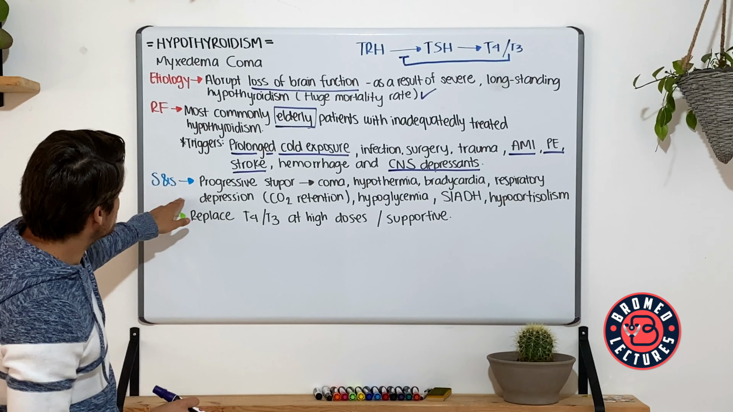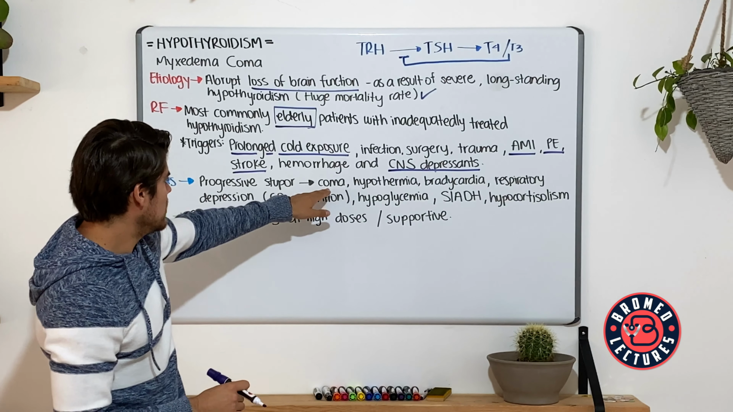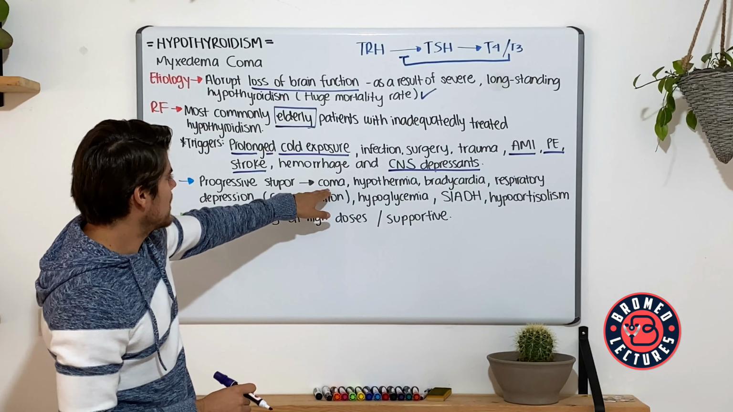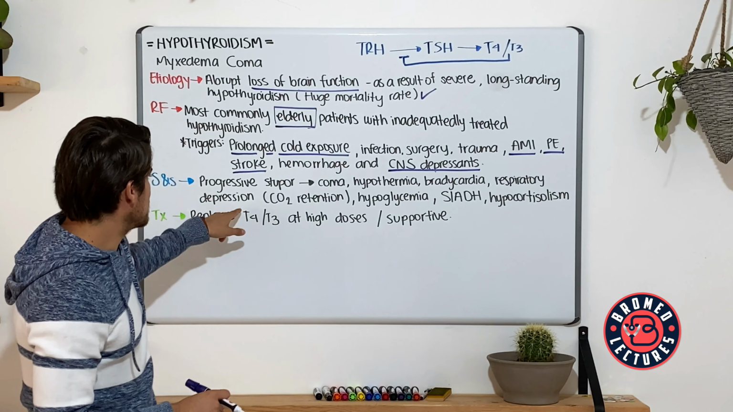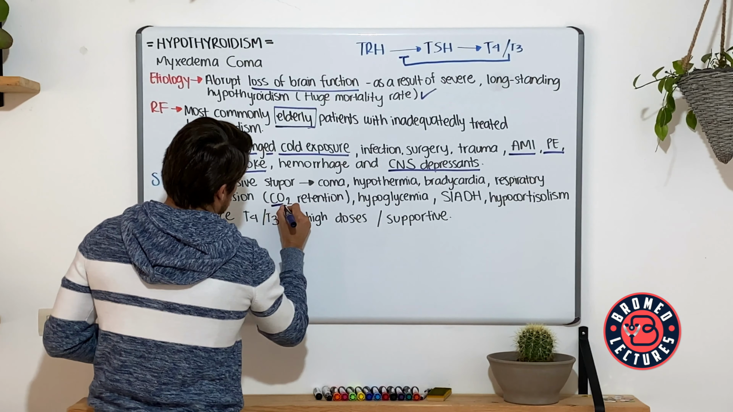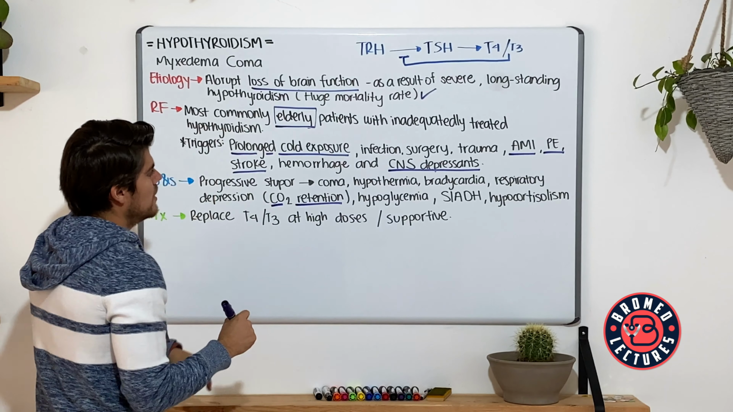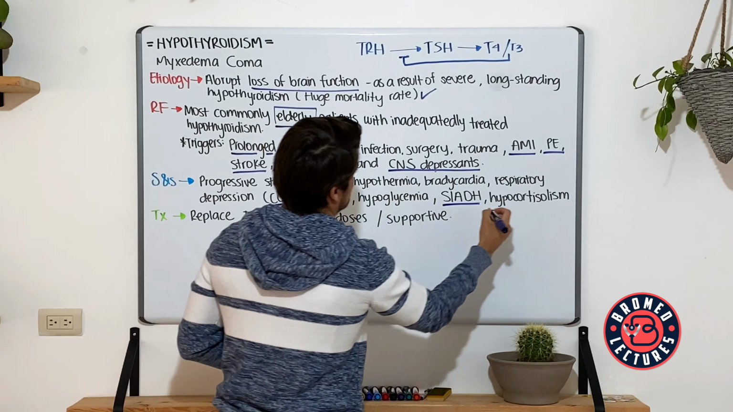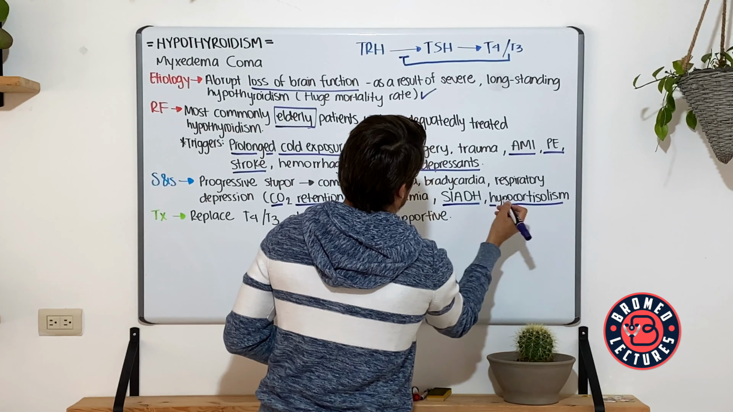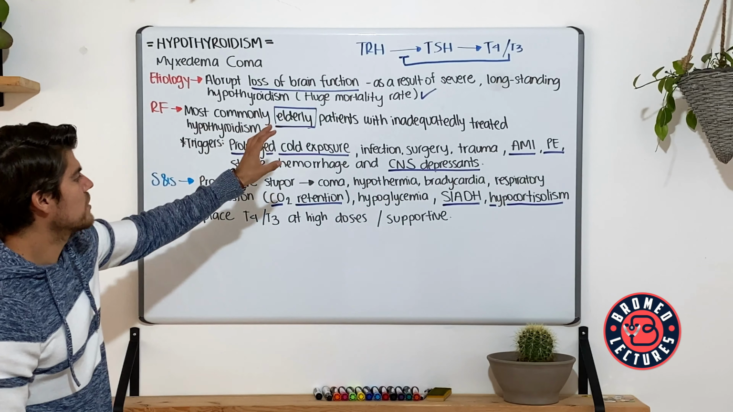The patients develop progressive stupor and they later develop coma, hypothermia, bradycardia, respiratory depression with the CO2 retention, hypoglycemia, they may develop SIADH, for example, and hypocortisolism. And these patients, remember, they have a huge mortality rate.